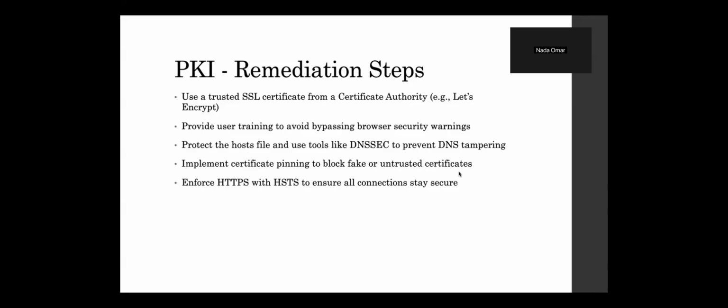To prevent these types of risks in the real world, there are several best practices that organizations could follow. First, websites should always use a trusted SSL certificate from a real certificate authority, like, for example, Let's Encrypt. This ensures that users won't see browser warnings and that the certificate is harder to fake.